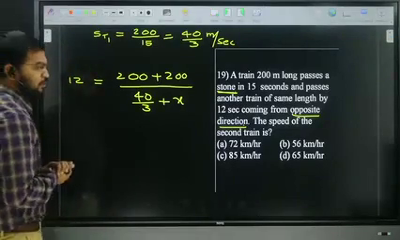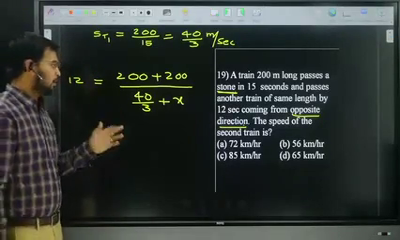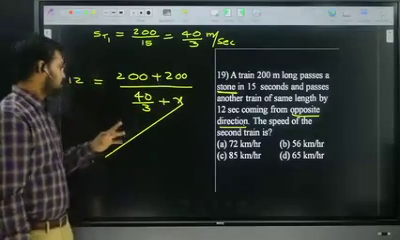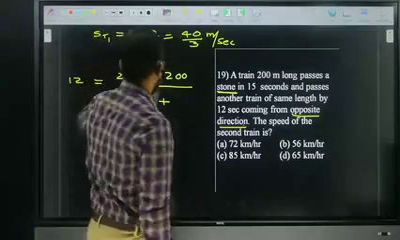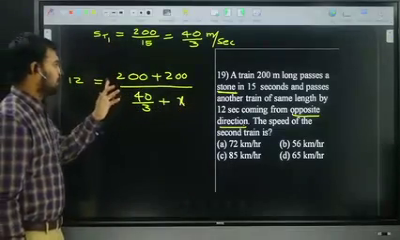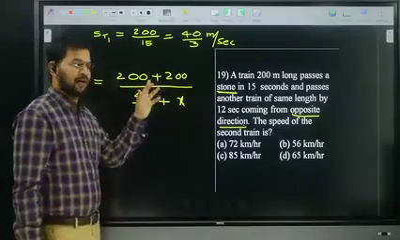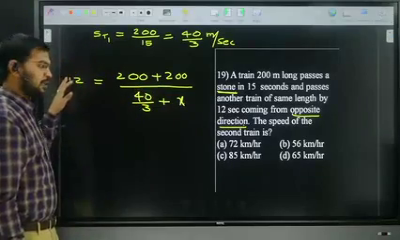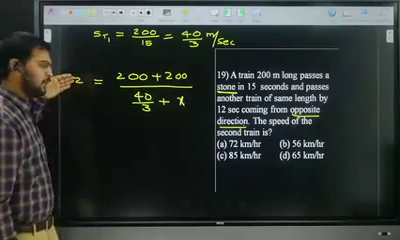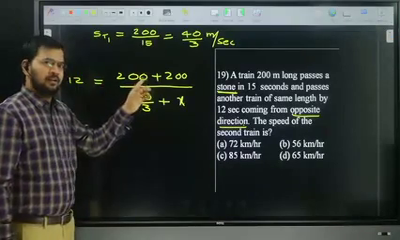Look at me, all of you. First of all, I will explain orally. Here 3 is the LCM. If 3 comes to the numerator, 3 into 400 is 1200, and the 12 gets cancelled. This is 40 plus 3x. 40 plus 3x comes to this side, and this is 100.